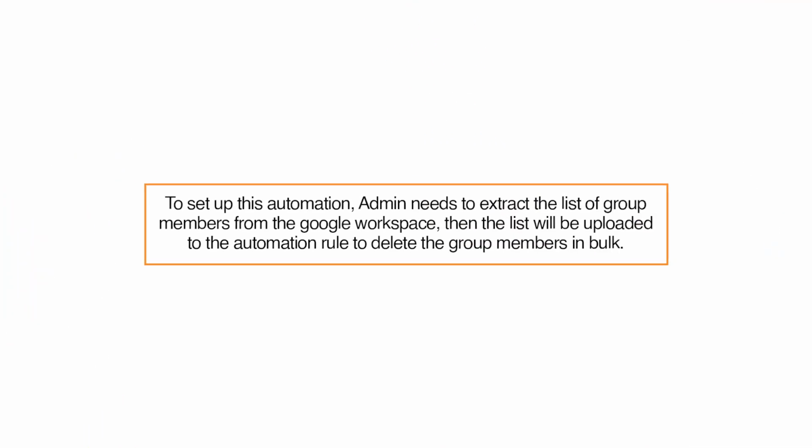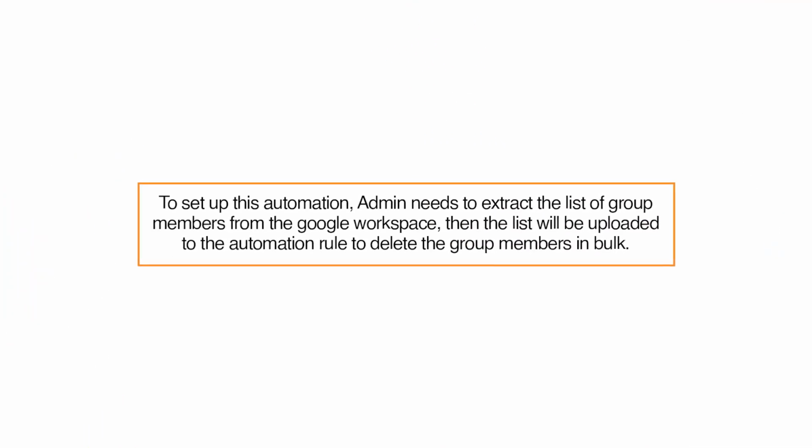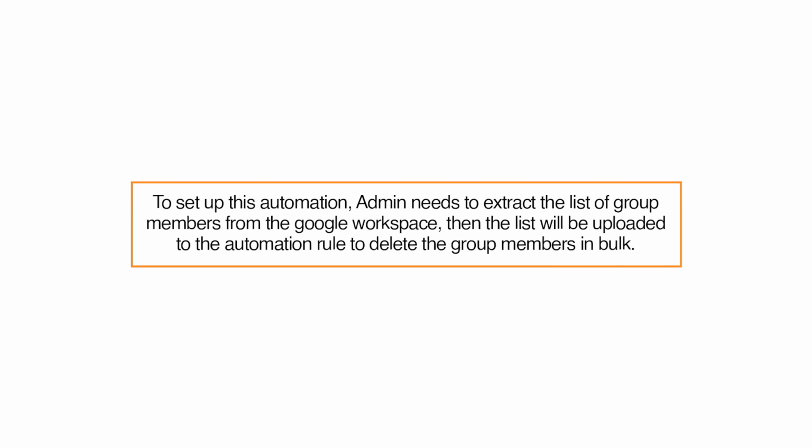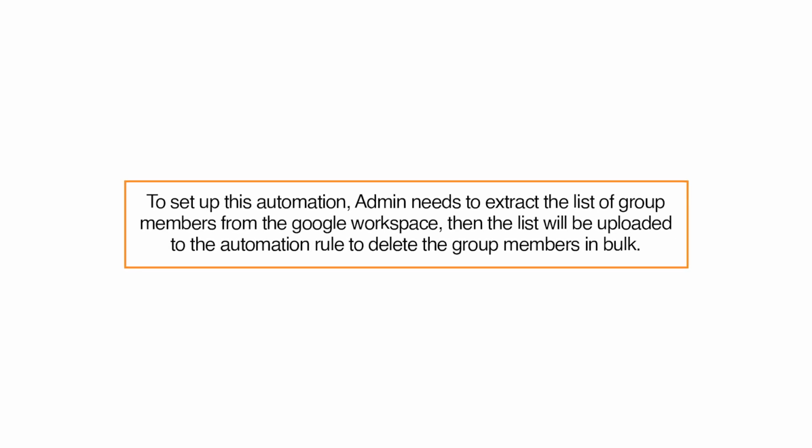To set up this automation, the admin needs to extract the list of group members from Google Workspace. Then the list will be uploaded to the automation rule to delete the group members in bulk. The template has two rules.